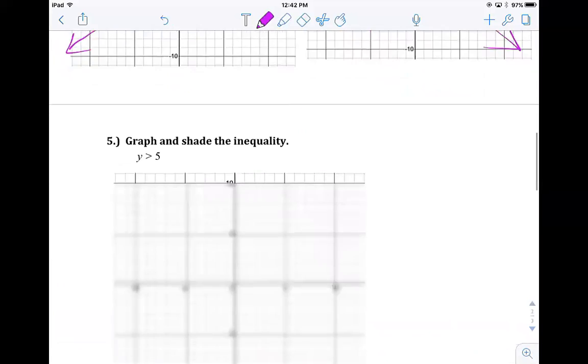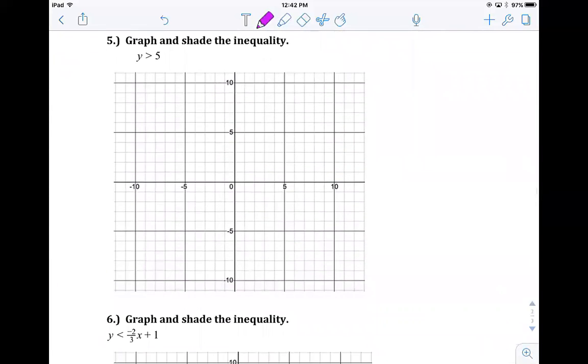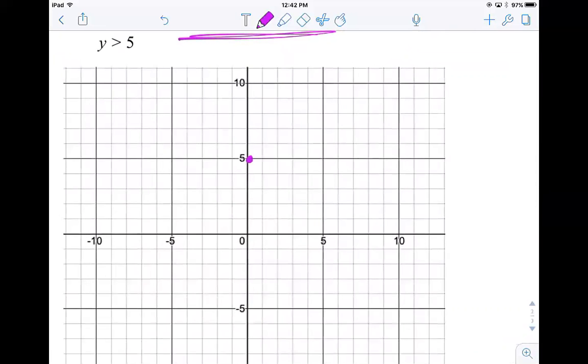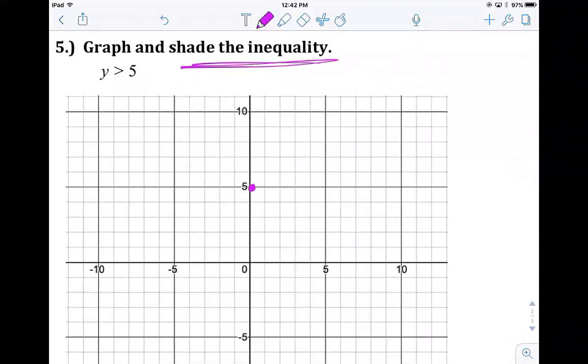Okay, move into the next page. So now we have an inequality, and notice that it says shade the inequality. So again, we are missing that x value. So we're going to put our point at 5, and this is horizontal, but we need to decide if this is a dashed, or like a dotted or a solid line. Since it is missing that equal to symbol underneath, it is going to be a dotted line.